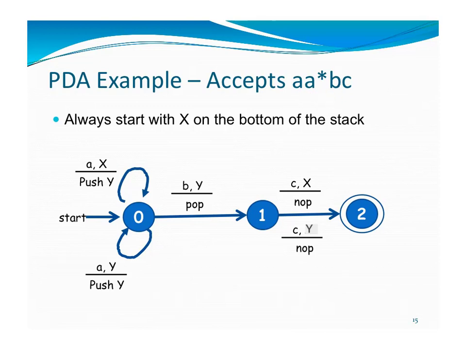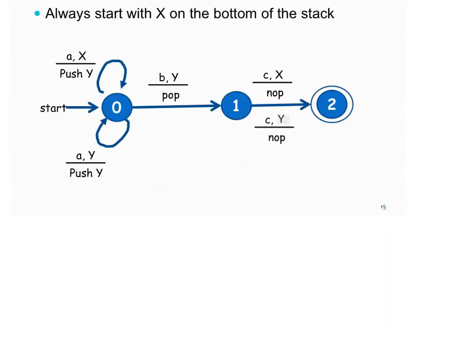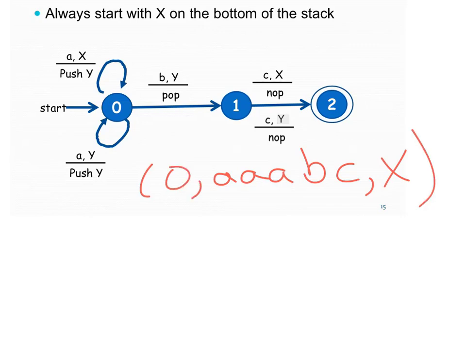So let's shrink this a little bit, and let's try processing the string three A's B C. We start with an X at the top of the stack, because that's what we always do, and we start at state 0. I'm processing that first A, and I see an X at the top of the stack, and I have three possible transitions I could take. I can't take this one because I don't have a B or a Y at the top of the stack.